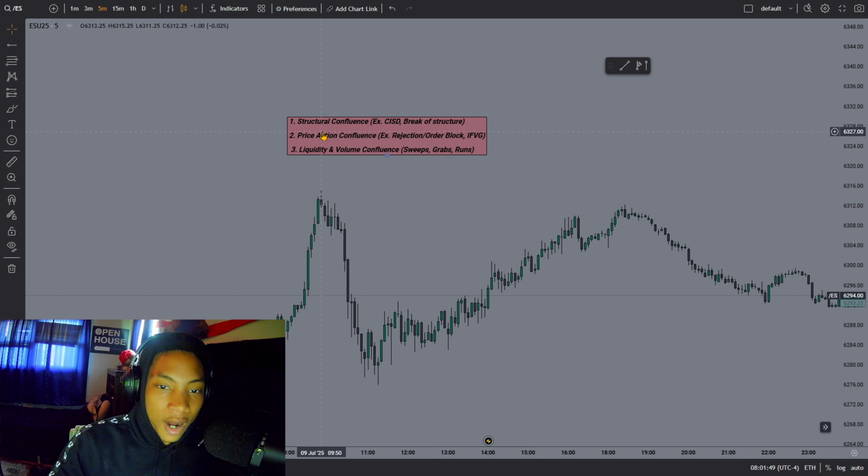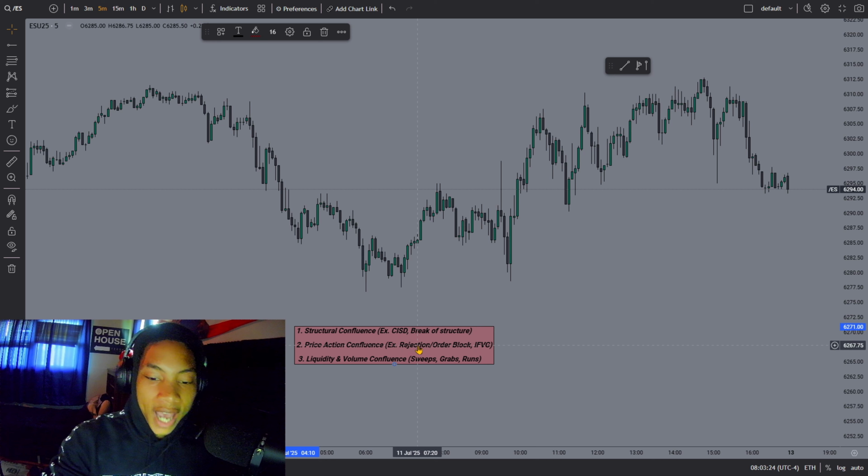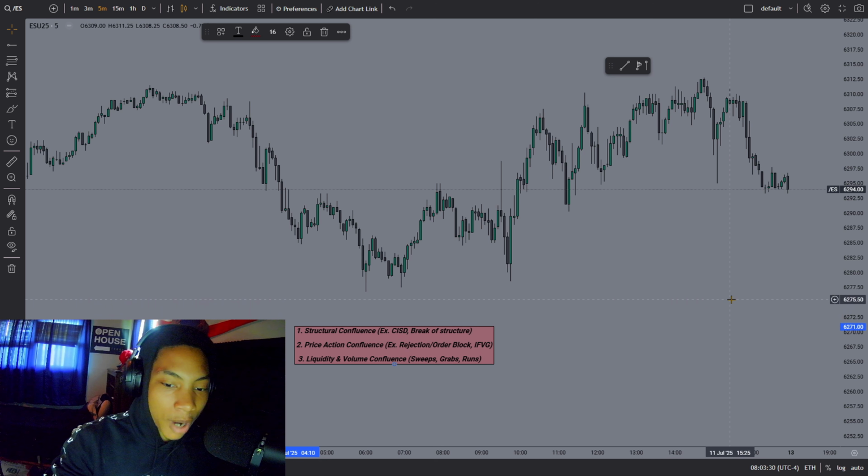So the next type of confluences I want to go over with you guys is going to be price action confluence. And the examples I'm going to show you guys are going to be the rejection block, the order block, and the inverted fair value gap. So let's go ahead and get into it. So the first price action confluence we have in this section is going to be the rejection block. So I'm going to go ahead and show you guys what that is and how to properly use it.